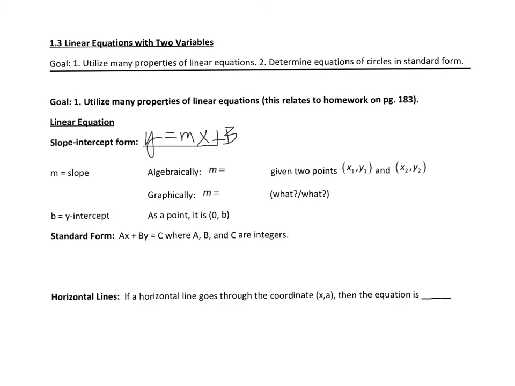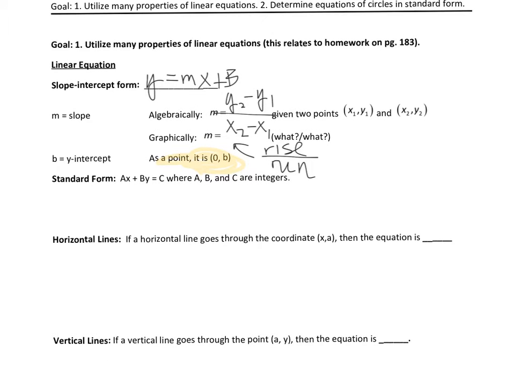So algebraically speaking, we saw this in 1.1: y2 minus y1 over x2 minus x1, or the difference of the y's divided by the difference in the x's. I'm sorry, I ran out of room there. Graphically, rise over run is how we verbalize the graphical relationship from point to point, or the slope. And once again, as we just talked about, the y-intercept would be (0, b), with b being the y-value.